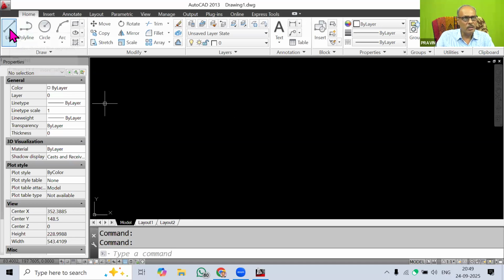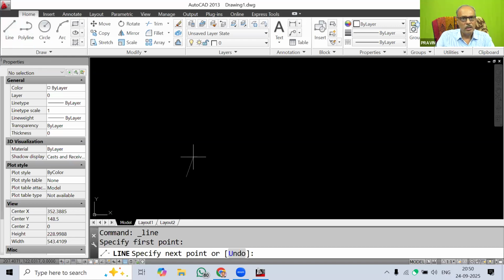I will start the line command here. This is our first point, and I can click anywhere. So the line command I have started, the first point I have, and now I will not touch the mouse. I have left the mouse. Now I will type only the coordinates, and I have to draw a rectangle of 50 by 30.